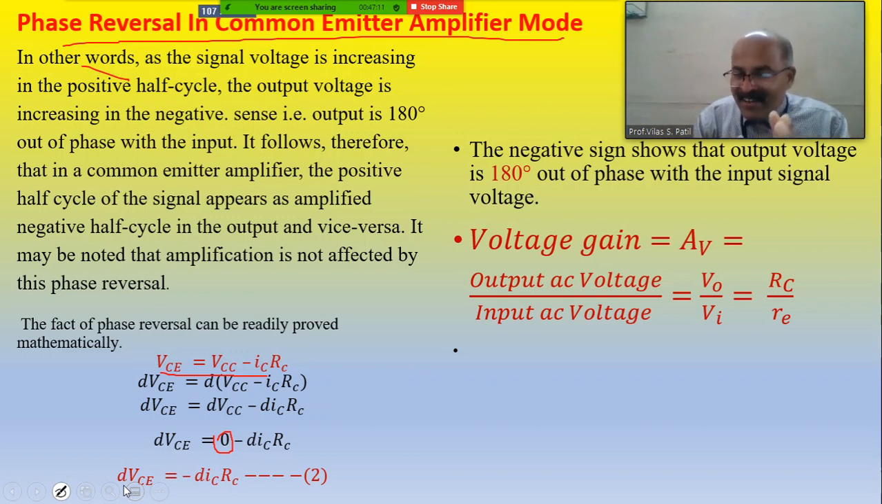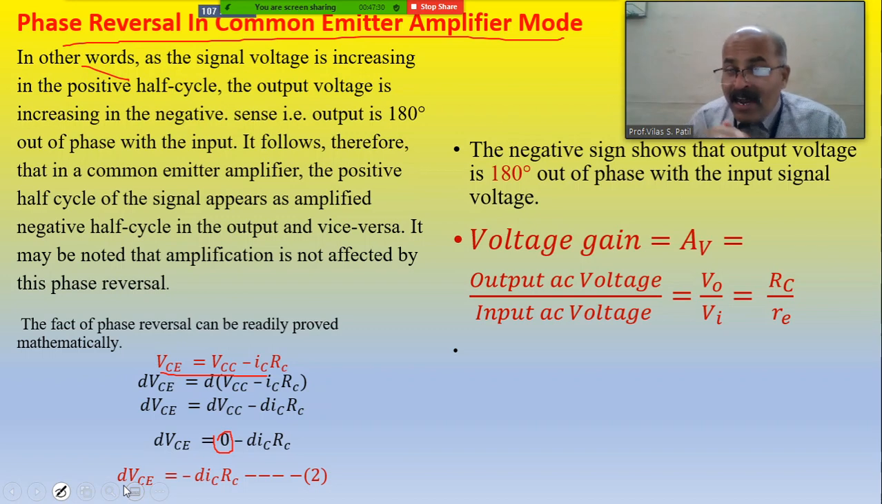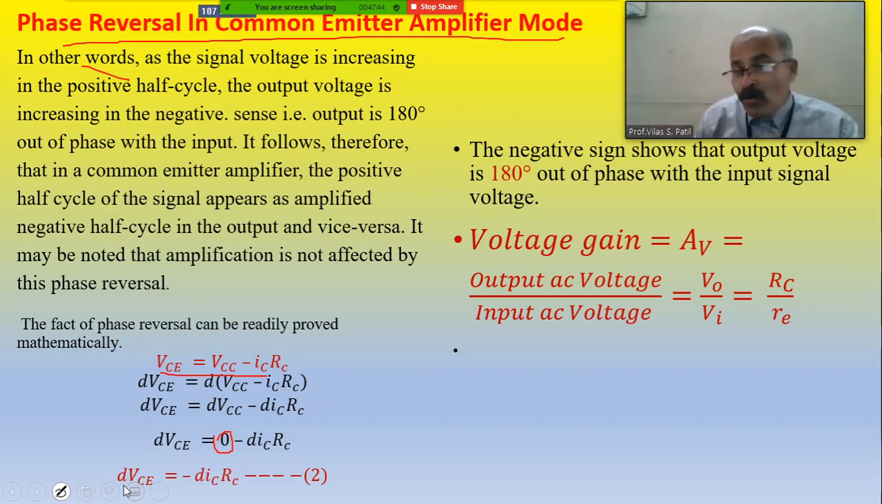And hence, the last equation is the voltage gain. That voltage gain will be denoted by the letter AV, A for the gain and V for the voltage. AV will show the voltage gain. There are two types of gain: one is the current gain and the other is voltage gain. Voltage gain, what is its formula? The voltage gain is the ratio of the output voltage divided by input voltage.